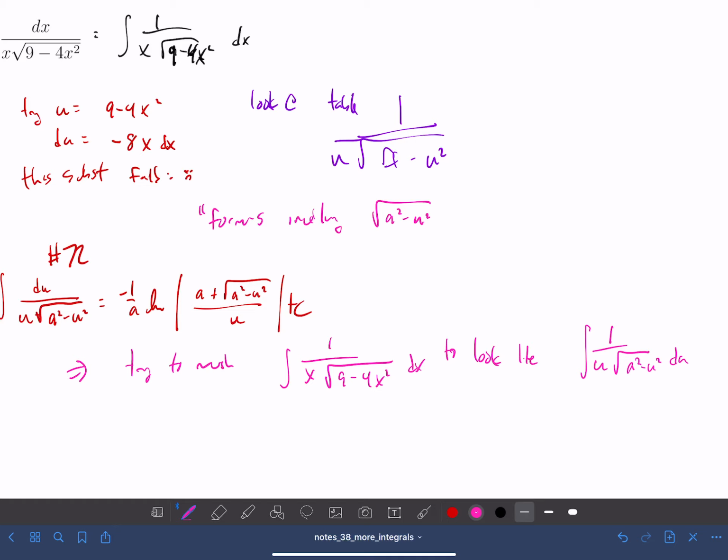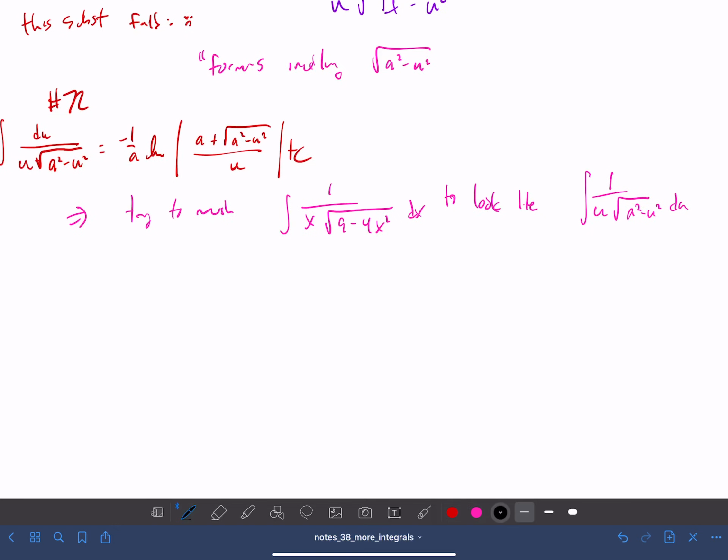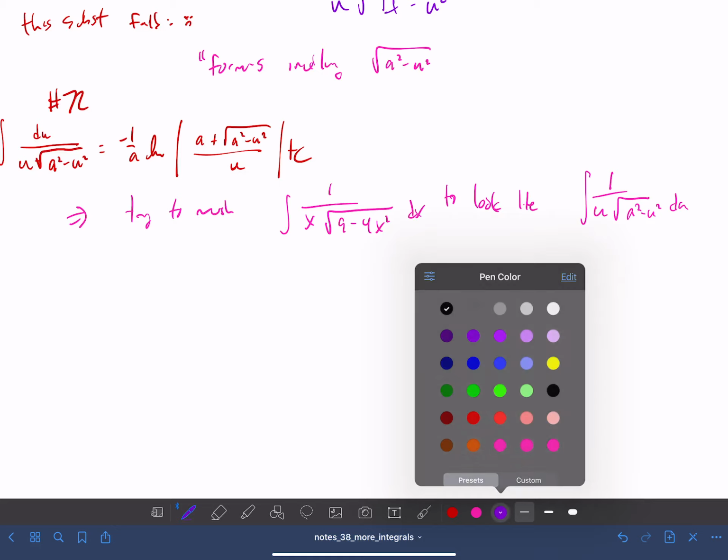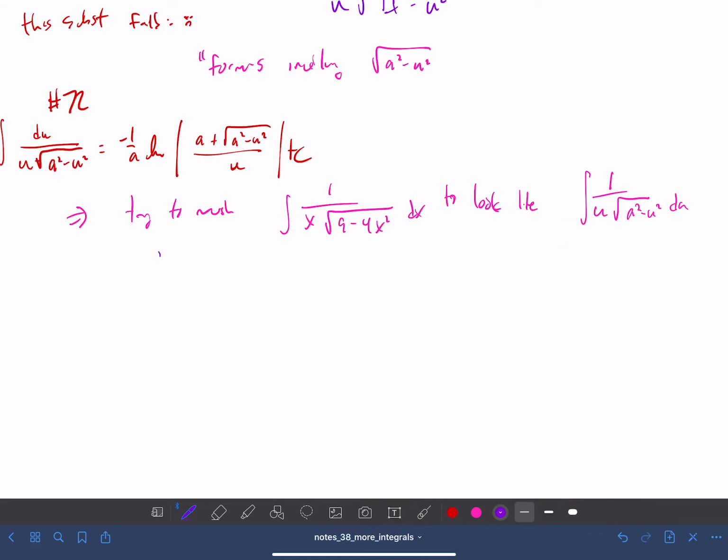It's possible that things won't, but I think it's going to work out. I don't promise I always know what I'm doing. All right, so let's then take the integral of 1 over x root 9 minus 4x squared dx and start playing with it.